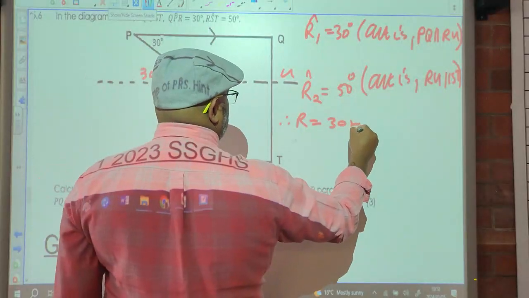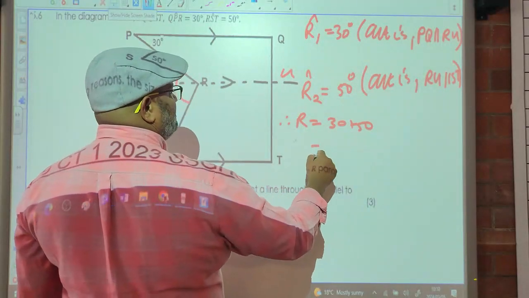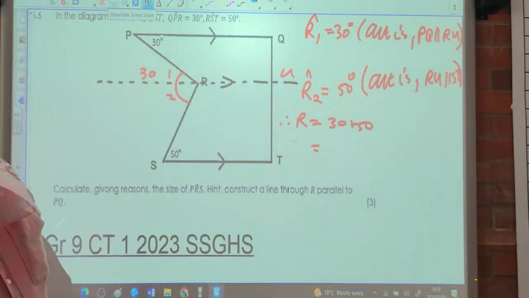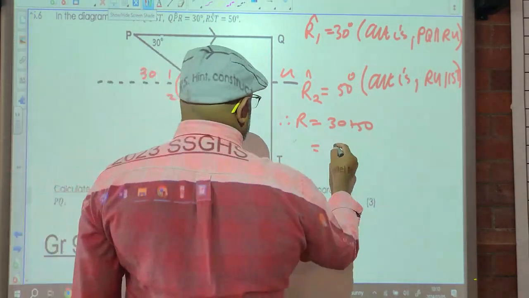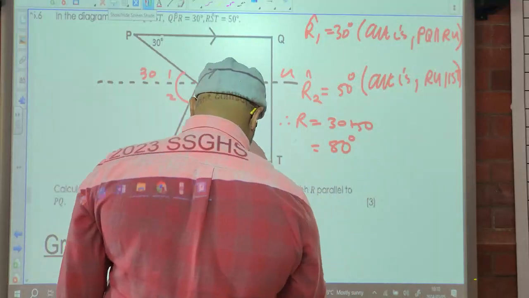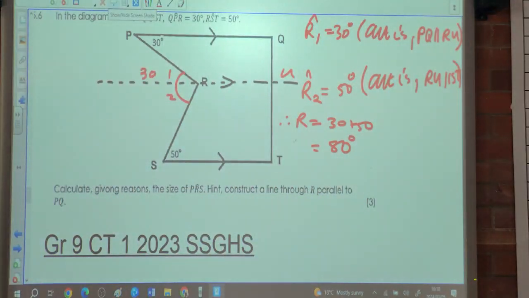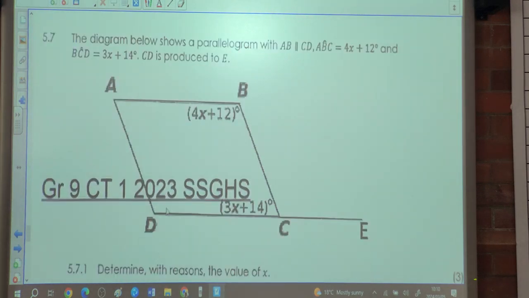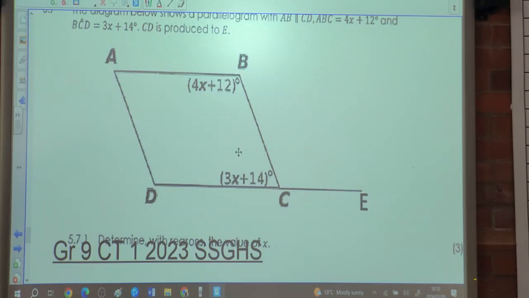Not so? Do I need a reason here? No. They're using Euclidean geometry rules. Okay. So that's going to give you an answer, 80 degrees. Okay, you guys understand? It's fairly simple, no? Next question, 5.7. Been a long paper, no?